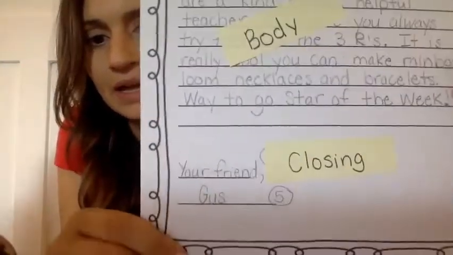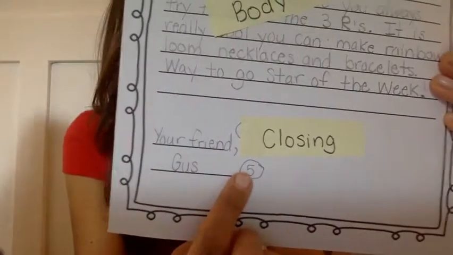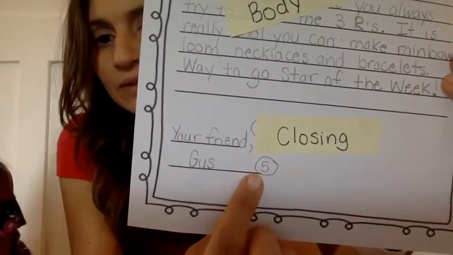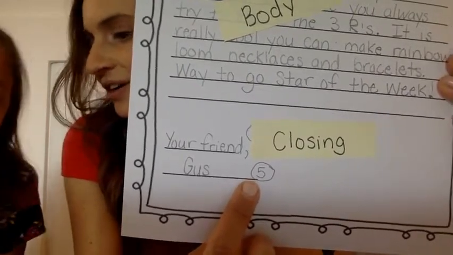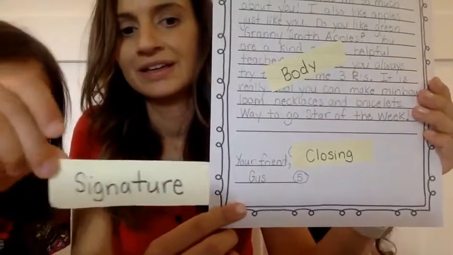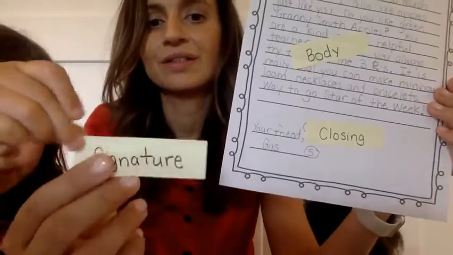And you guys probably remember this. Now, at the end, it says Gus for number 5. This is the 5th part of the letter. And that is called the signature. Good, Leah. Signature. That means you write your own name to say who the letter is from.